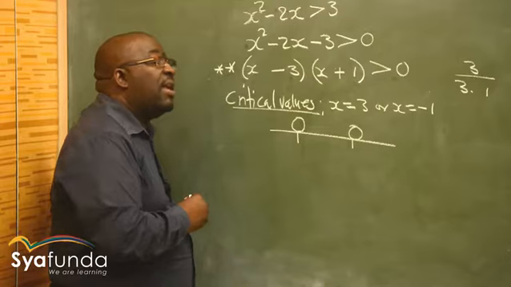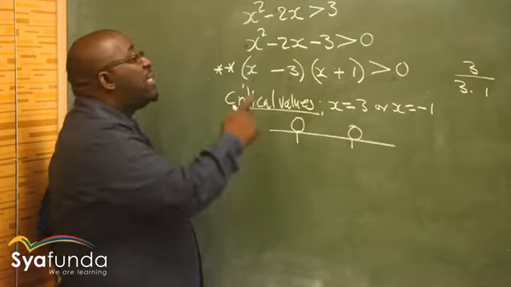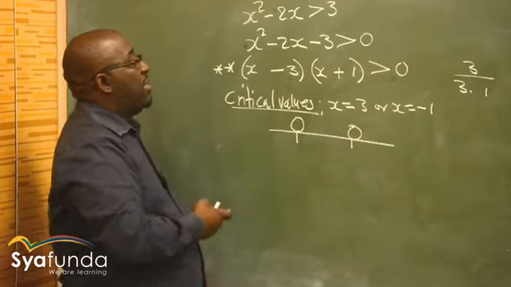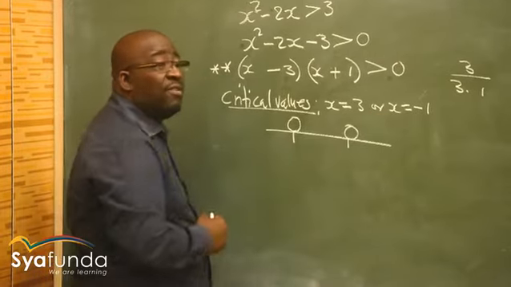Let's get on with it. Now we're looking for values of x that will satisfy those conditions. Let's start with these ones, as we're using our critical values first.